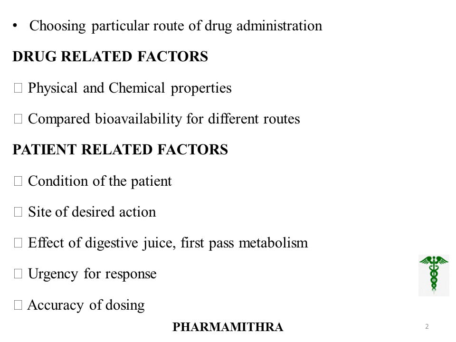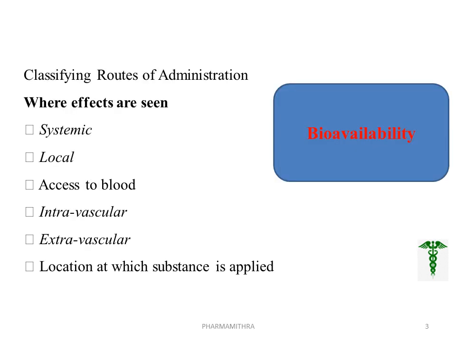And the next thing is the accuracy of dosing. Accurate dosing can be achieved more by the parenteral routes than by the oral route. Such factors should be considered at the time of choosing a particular route of drug administration.